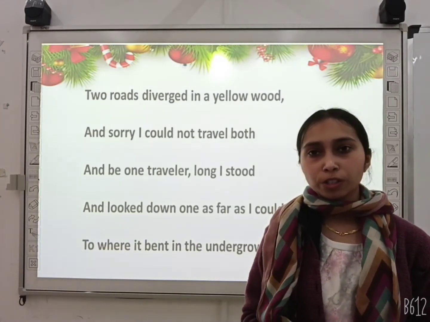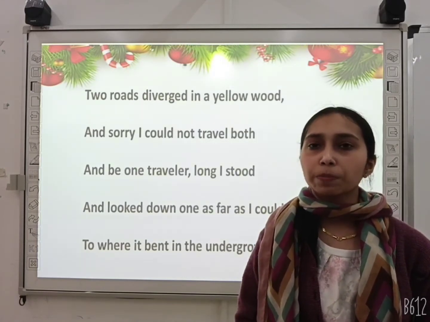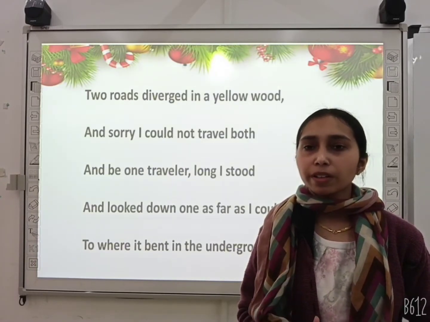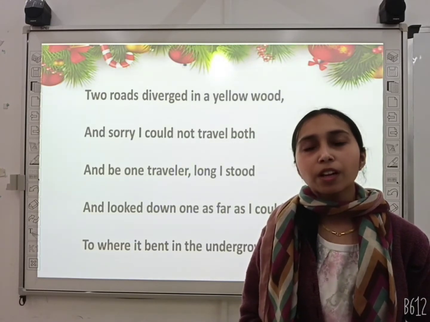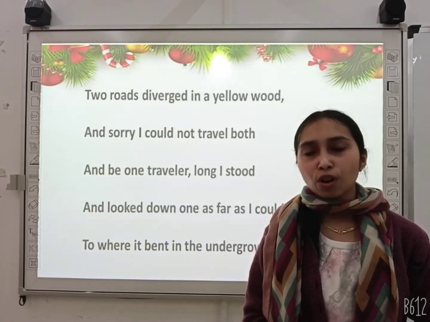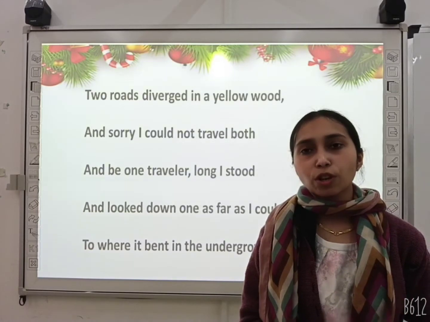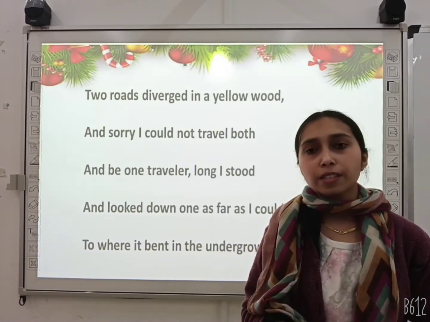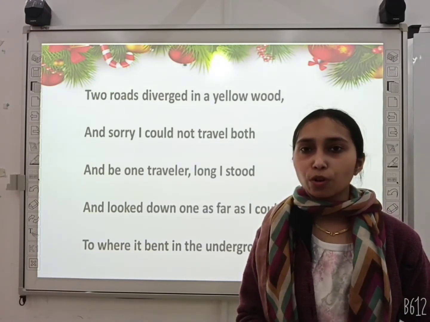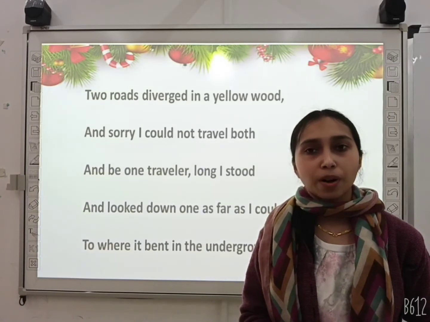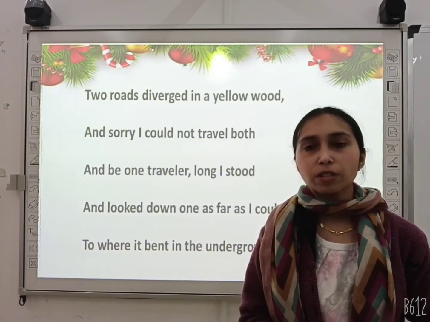symbolizes the older generation, the older people. So the poet is comparing his life to the people who are older than him. So you remember the season of autumn. And the next thing which the poet talks about over here is his situation, where he stands and he analyzes both the roads very carefully. Why? Because he wants to see which is the best road for him to travel on.